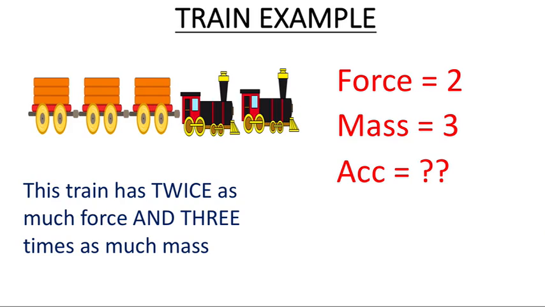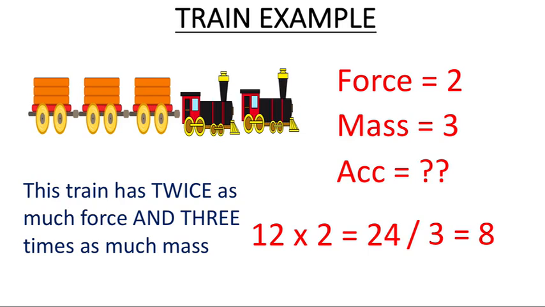I'm going to start with just the force. So I'm going to multiply 12 times 2, and that gives me a value of 24. However, I also need to acknowledge that the mass has changed. And so I'm now going to divide by 3, which gives me my final answer. I would expect this train to accelerate 8 meters per second per second.